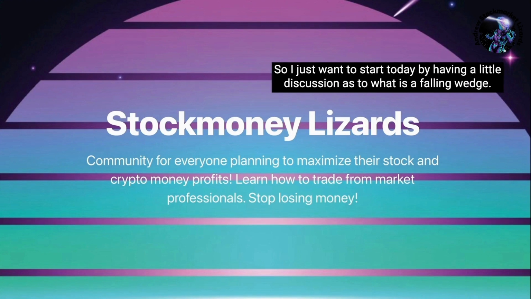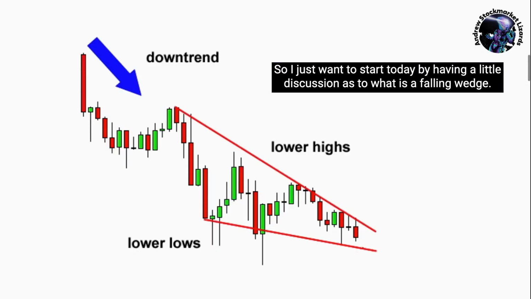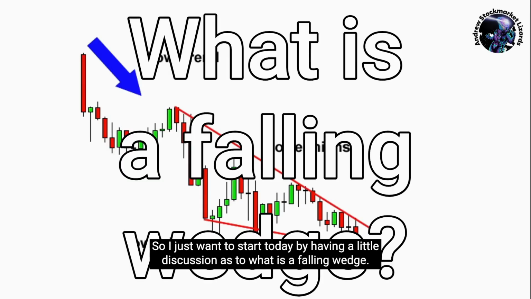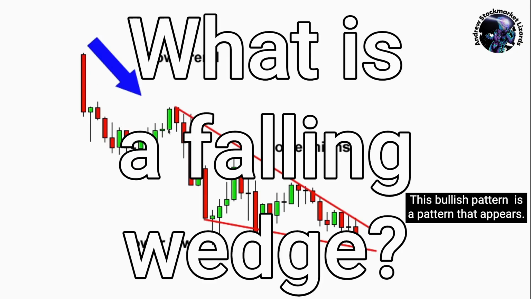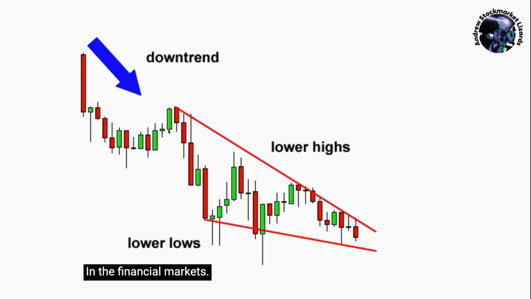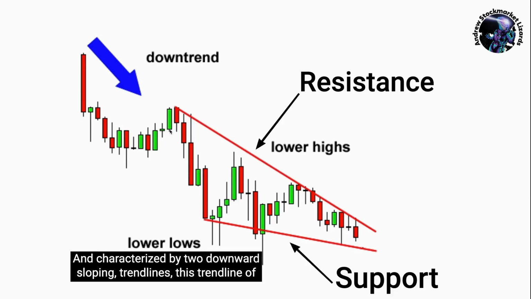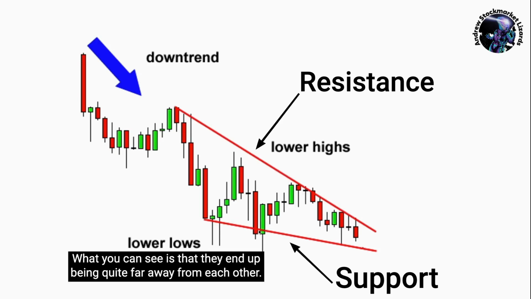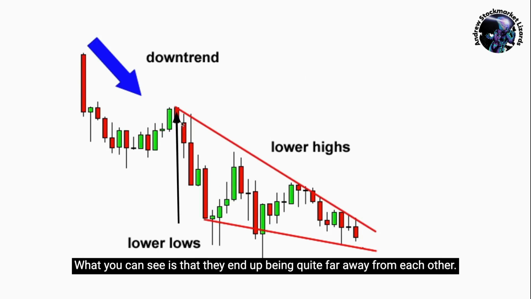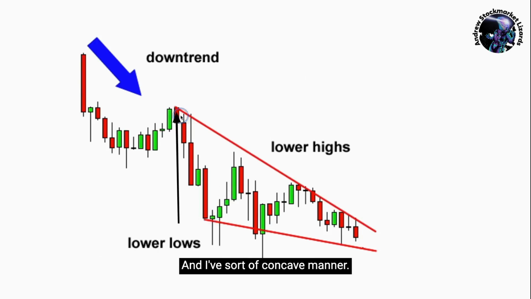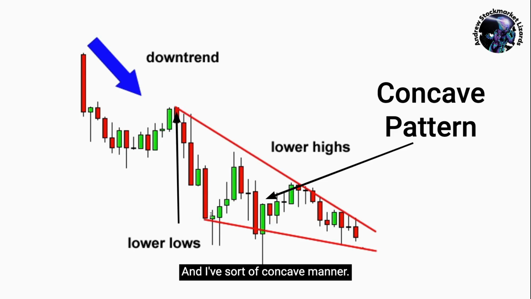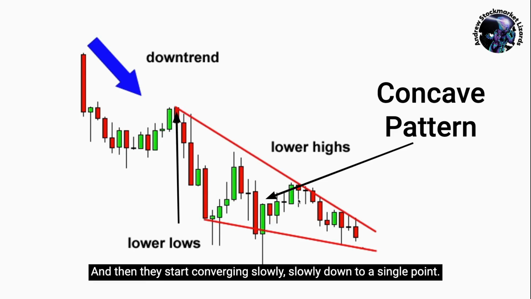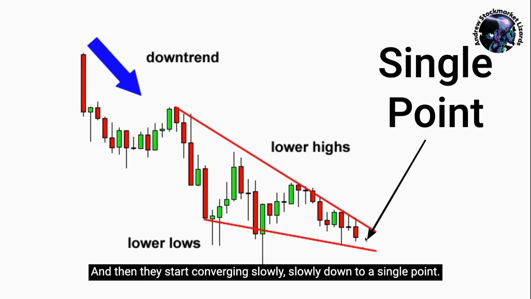So I just want to start today by having a little discussion as to what is a falling wedge. This bullish pattern appears in the financial markets and is characterized by two downward sloping trend lines. This trend line of resistance and this trend line of support. What you can see is that they end up being quite far away from each other in a sort of concave manner. And then they start converging slowly down to a single point.